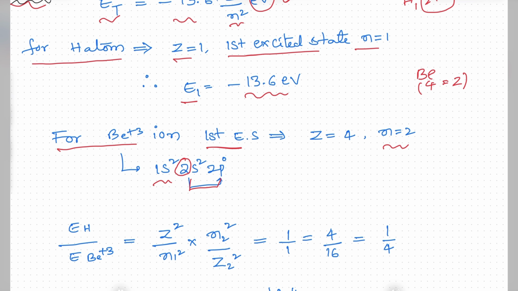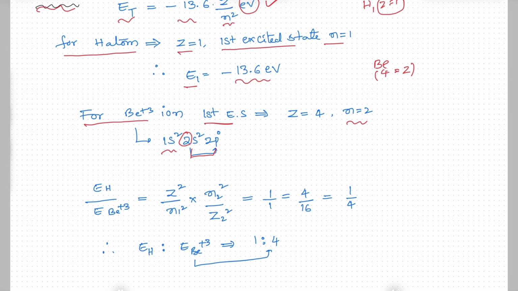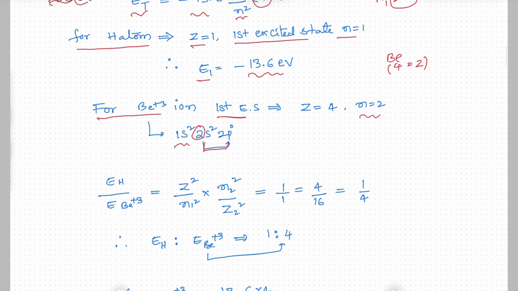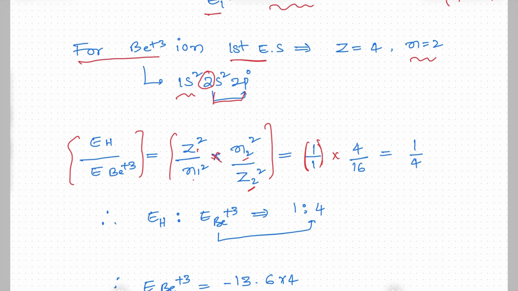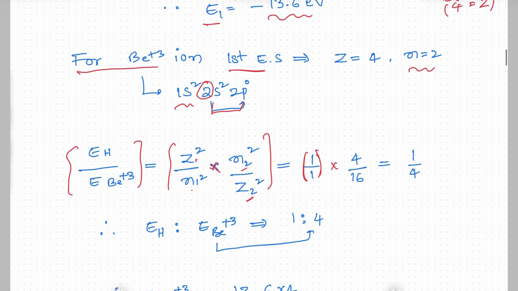Substitute here. We can see the relation between these two, the ratio of this one: energy of hydrogen by energy of beryllium ion. Clear? Now, the energy of hydrogen, that is nothing but what we just calculated, Z square by N1 square. Again, we need to substitute this one, N2 square by Z square. The beryllium ion is greater than that of hydrogen, meaning 4 times. So we know the hydrogen energy value, that is 13.6 electron volts.